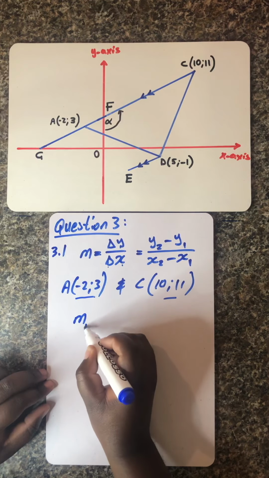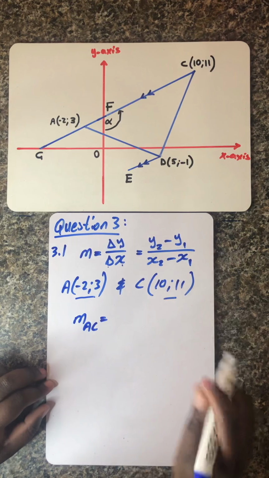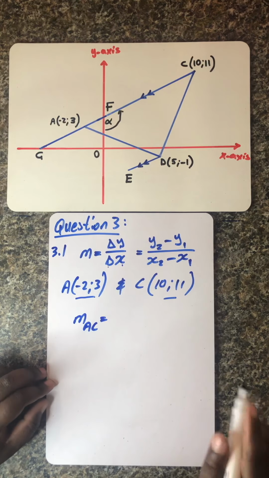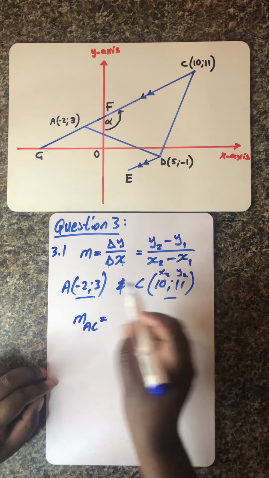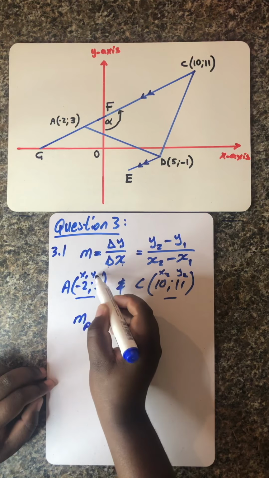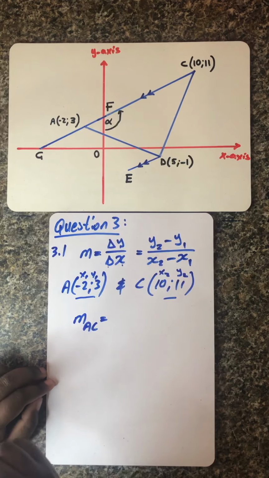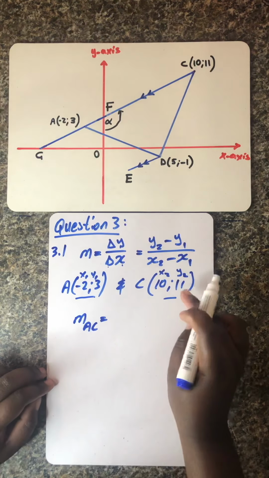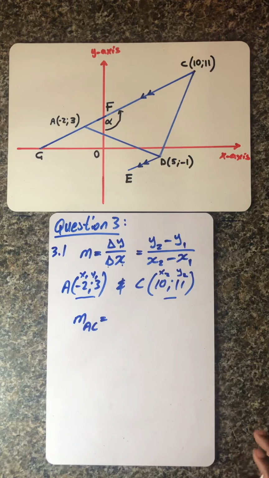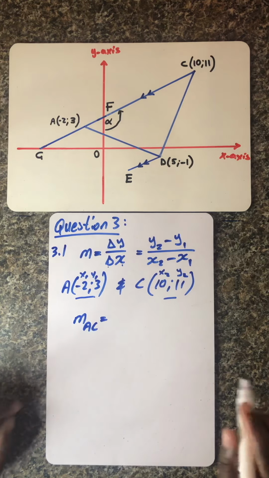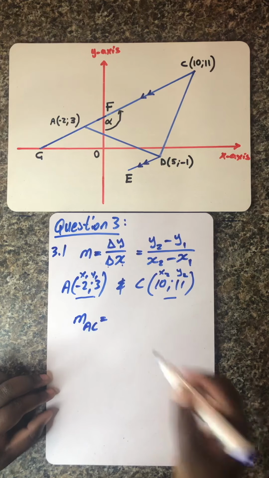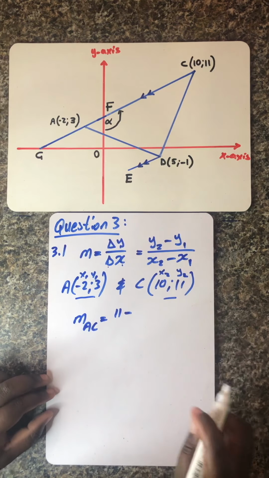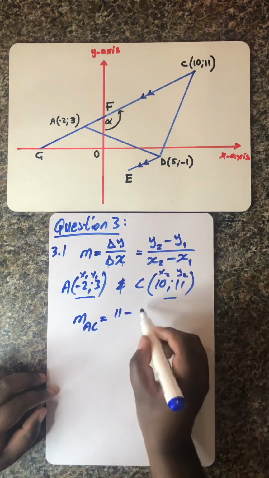So that means m, which is the gradient of AC, is going to be equal to, let's take this as x2, y2, this is x1, and this is y1. Okay, so now let's just substitute all of these into that formula. Ladies and gentlemen, I don't think this is a difficult question. So obviously y2 is that one which is 11, then you can subtract y1 which is 3.